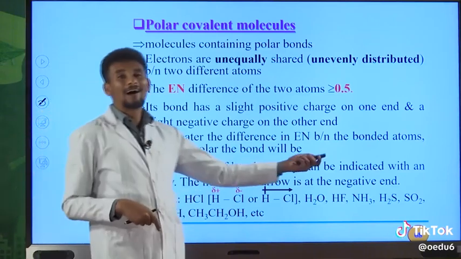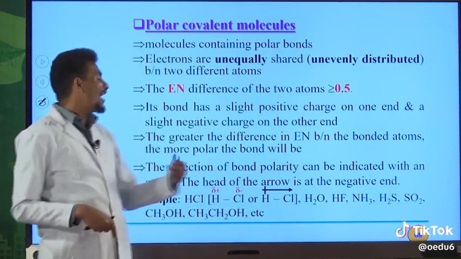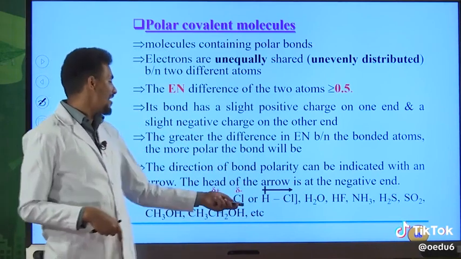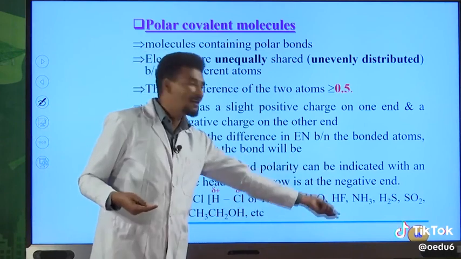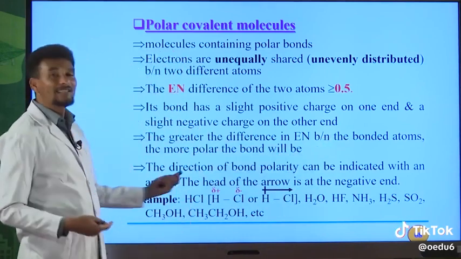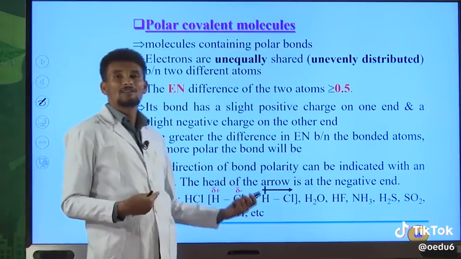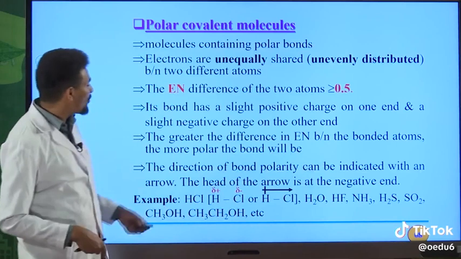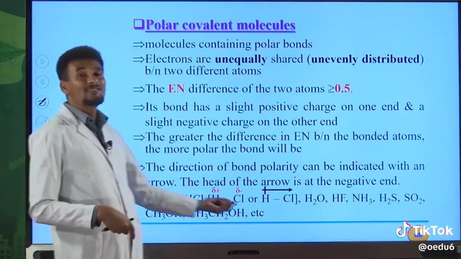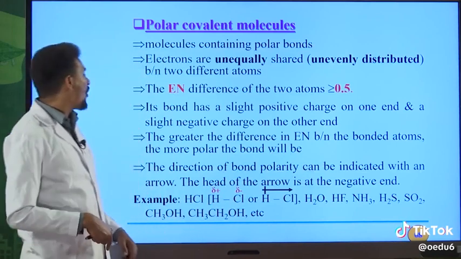All of them are polar covalent molecules. Hydrogen chloride, hydrogen fluoride, water, ammonia, hydrogen sulfide, sulfur dioxide, methanol. This is an oxygen containing compound of hydrocarbon. It is also a polar covalent molecule. Ethanol is also a polar covalent molecule.